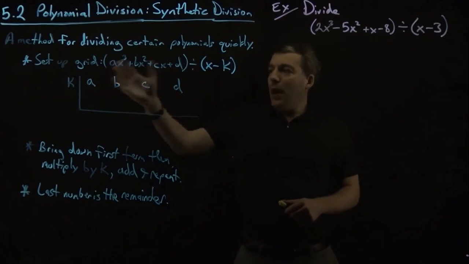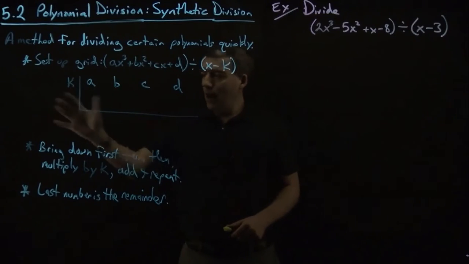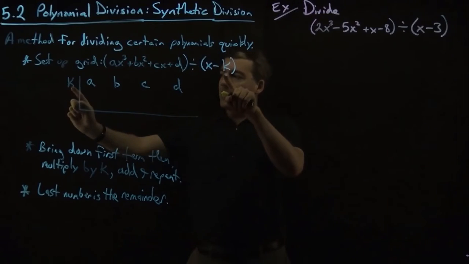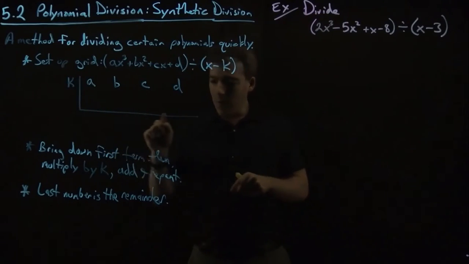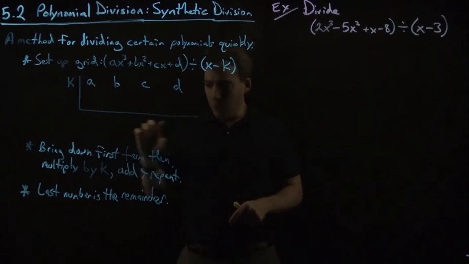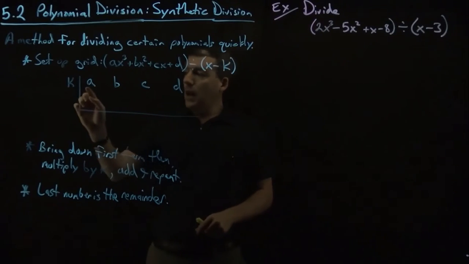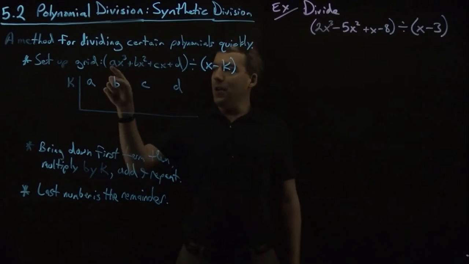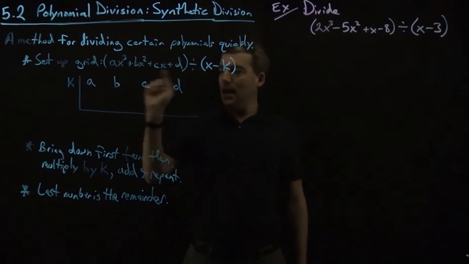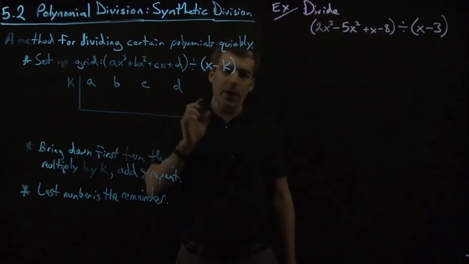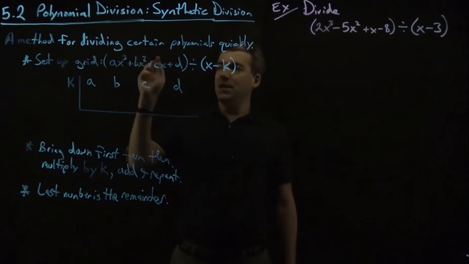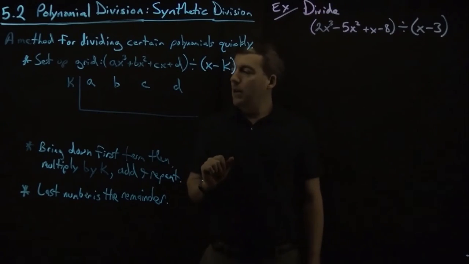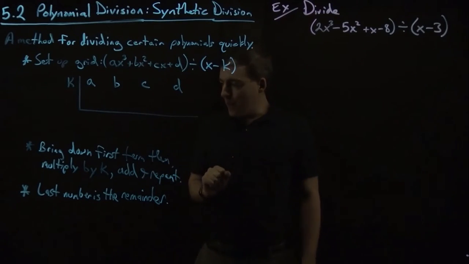Now, this form is very important for this method. Anyway, if we have something like this, we set up a grid that looks like this. We put the k right here, outside. We draw a vertical bar and then leave some room over here and also some room below. In line with the k, we put the coefficients of the polynomial. So the coefficients here are a, b, c, and d in descending order without skipping a power. So if the b here was 0, we'd have to include that. All right, and then the procedure works as follows.